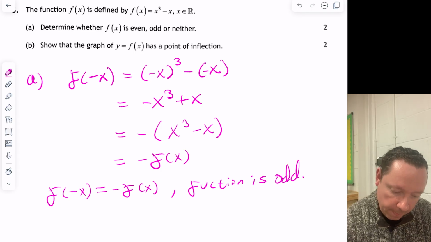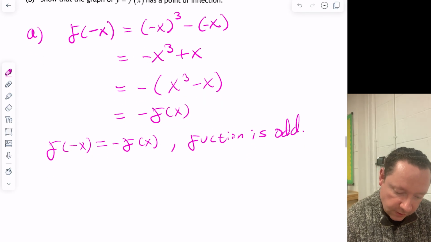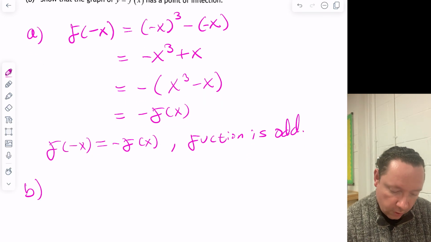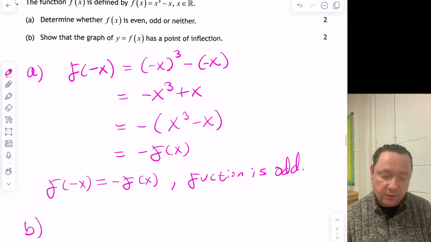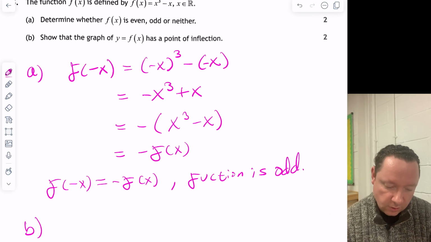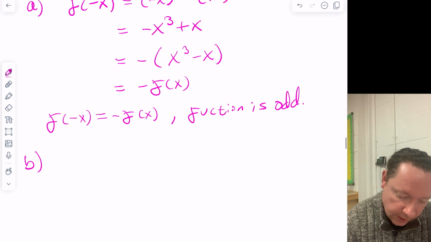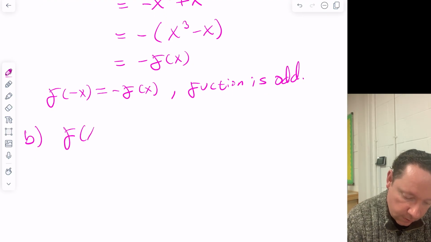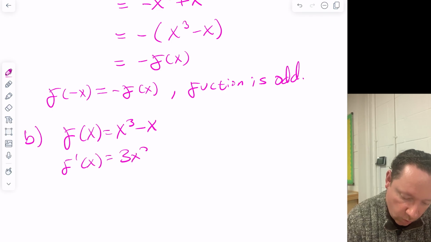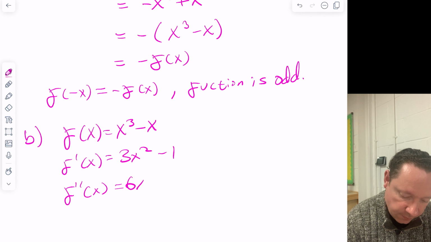And we're done there. Show that the graph of f of x has a point of inflection. So if we're going to get a point of inflection, we're going to examine the second derivative and see whether it's undefined or 0 at some point. So f of x is x cubed minus x. f dash x, then, of course, is going to be 3x squared minus 1. f double dash is going to be 6x.